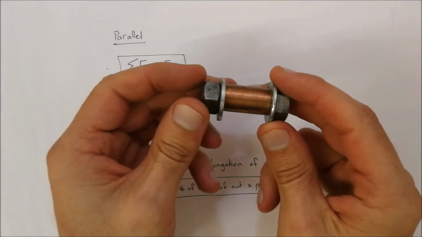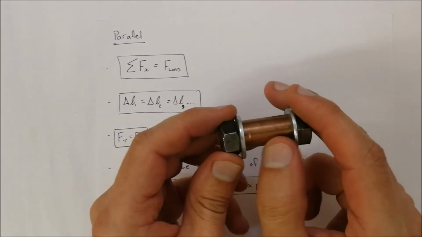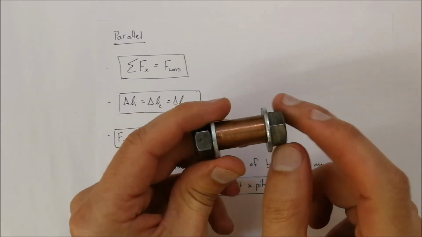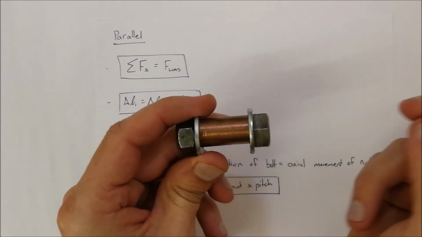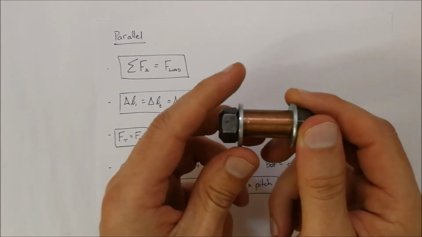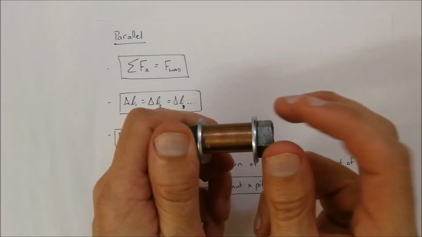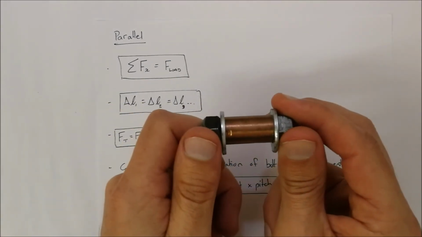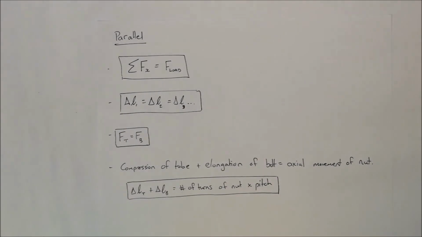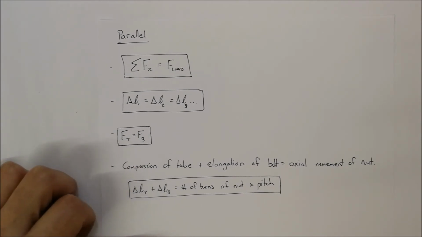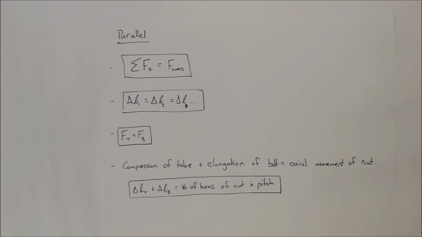So if this copper material is going to be compressed by a certain amount, it's also going to mean that the steel bolt going through it will also have to change in length. And you've got to keep in mind that the amount that this bolt is going to be expanding will be the same amount as what the copper piece is compressing. So they are always equal. Right, so then we can consider the forces on the tube to be equal to the forces on the bolt, in this equation that we will be using as well.